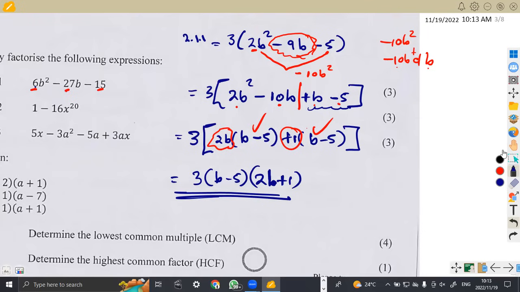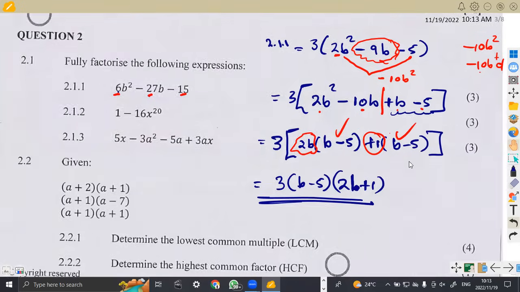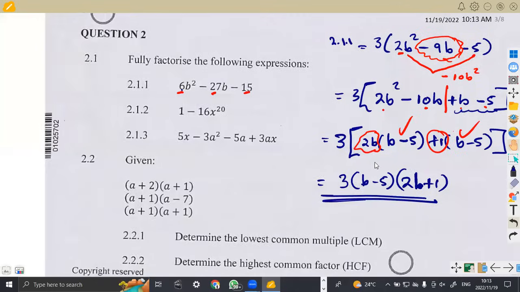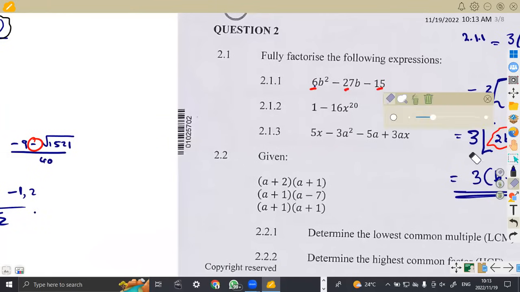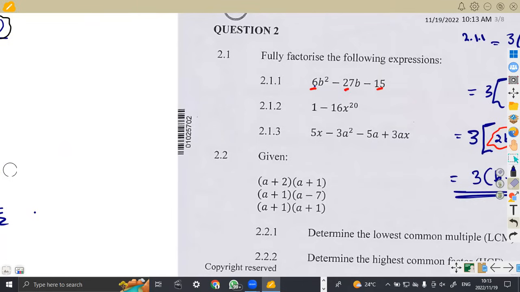Okay. If we are to cross-check on 2.12, there we are now given something like this. Let me just try to erase this part. Okay, so I'm just going to erase this part so that we can even write it here.